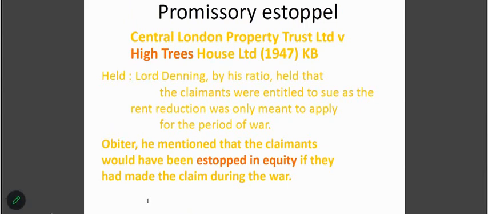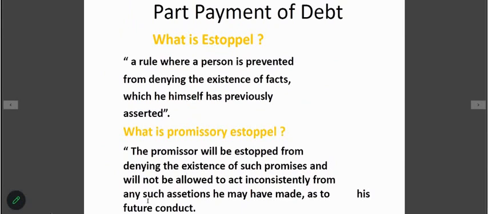Okay, another one is promissory, that means the agreement. All right, estoppel. Held here: Lord Denning, by his ratio, held that the claimant was entitled to sue as the rent deduction was only meant to apply to a period of war. Obiter, he mentioned that the claimant would have been estopped in equity if they had made the claim during the war. Right.